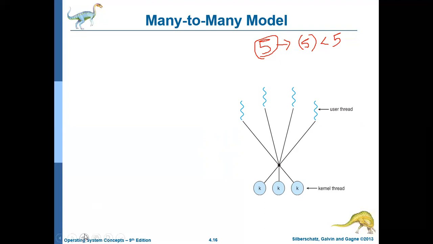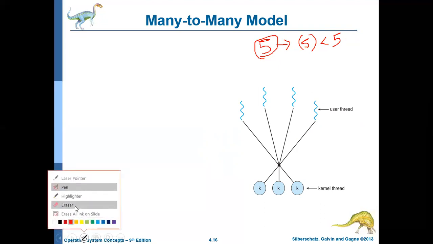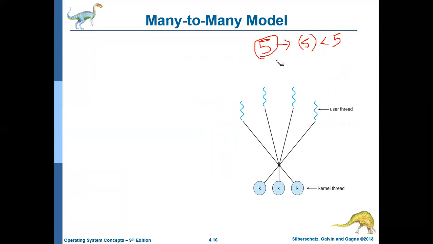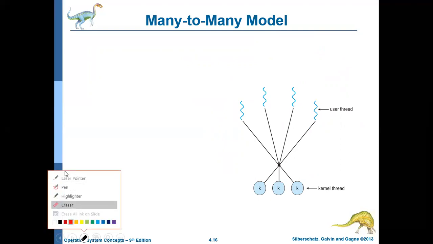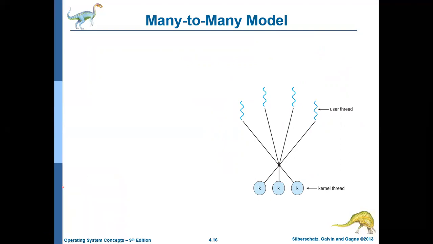This model takes the advantage of the many-to-one model and the one-to-one model. In the many-to-one model, the advantage is that you can create any number of user threads, because everything is controlled by only one kernel thread. But the disadvantage is that it does not support parallelism. Whereas the advantage of the one-to-one model is that it supports parallelism, but it places a restriction on the number of threads that can be created by a particular process. So those are two extremes.